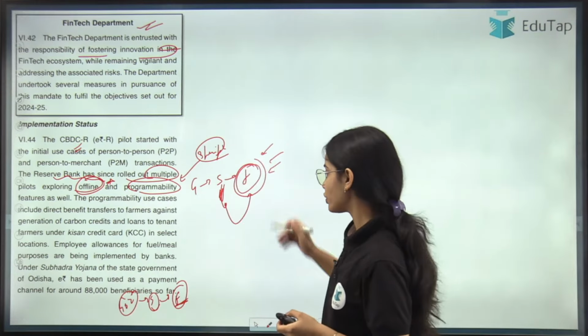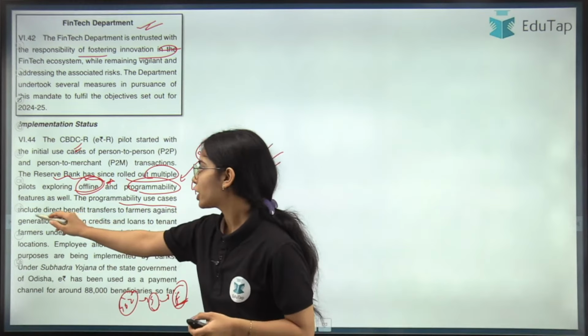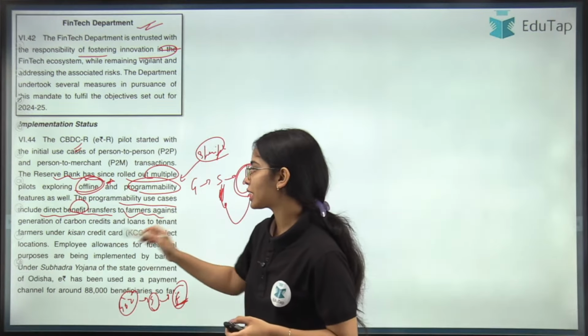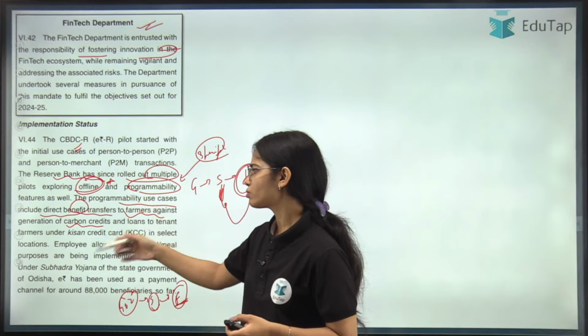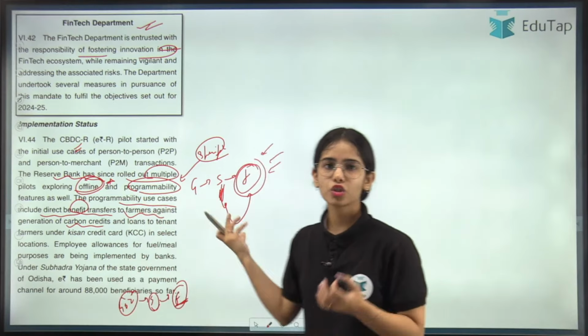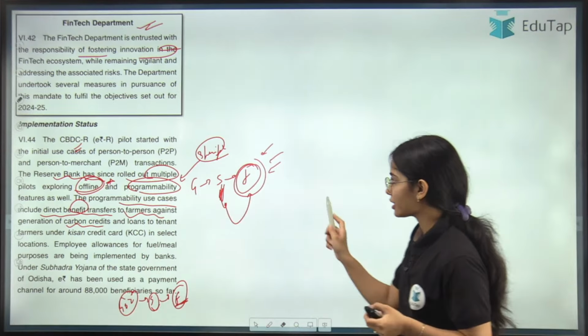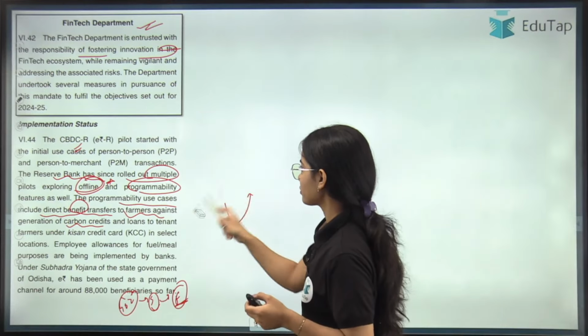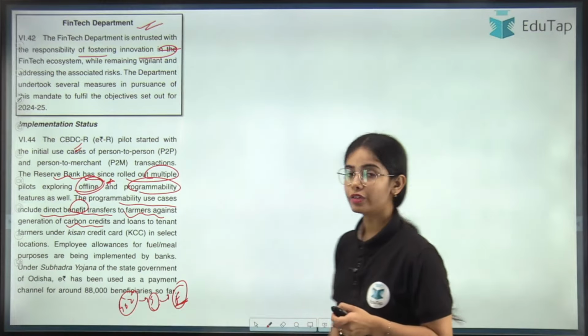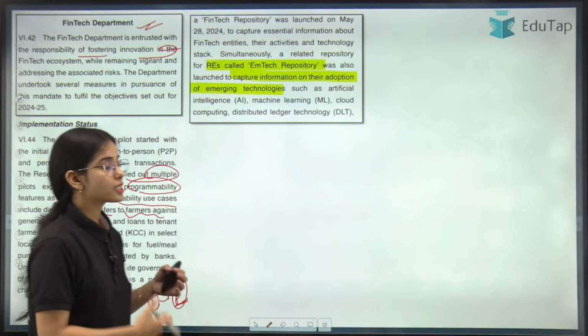Okay, so these are the new features. Programmability use cases include direct benefit transfer to the farmers against generation of carbon credits. So it can be used for various reasons. Under programmability, the RBI and the government can use it for the release of subsidies or direct benefit transfer.